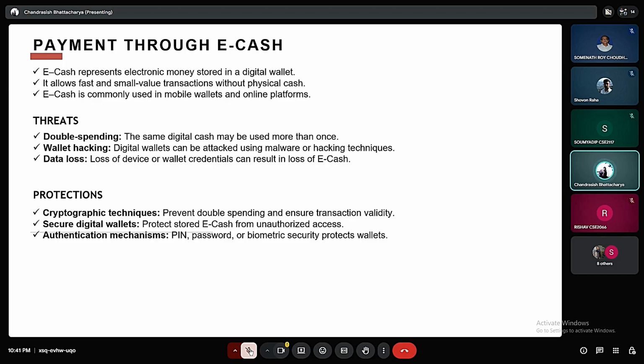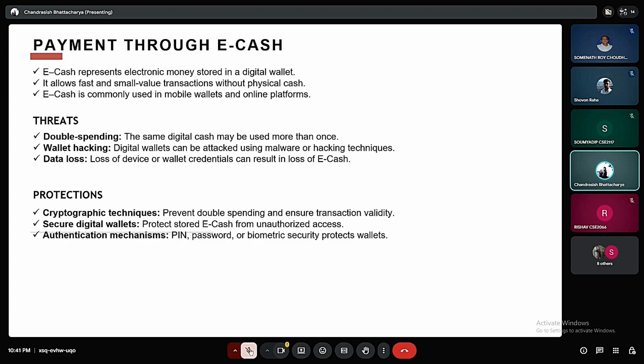Double spending is a security threat here. The same digital cash may be used more than once. Wallet hijacking or hacking is another threat. The digital wallet can be attacked using malware or hacking techniques. Data loss, loss of device or wallet credentials can result in loss of e-cash.